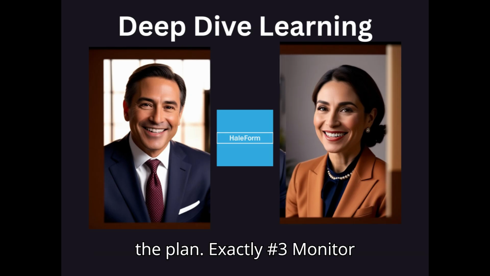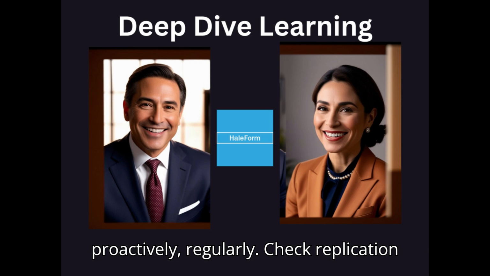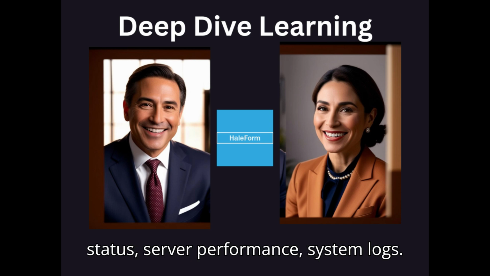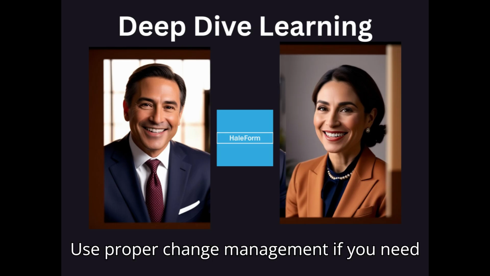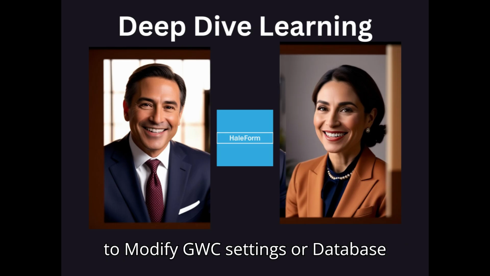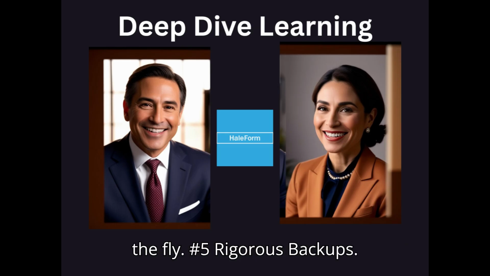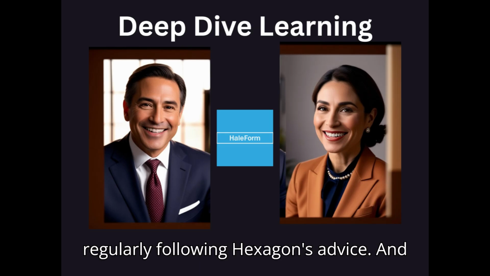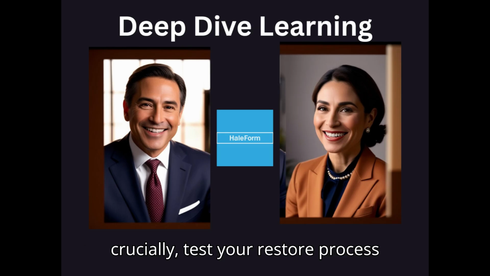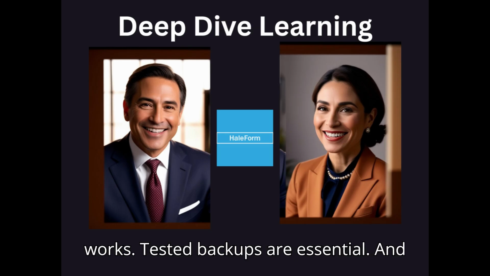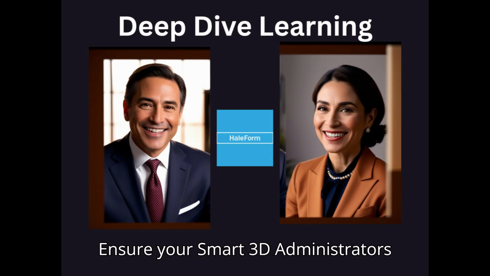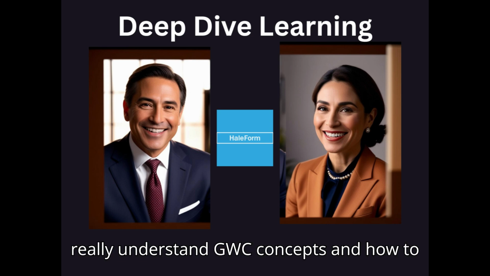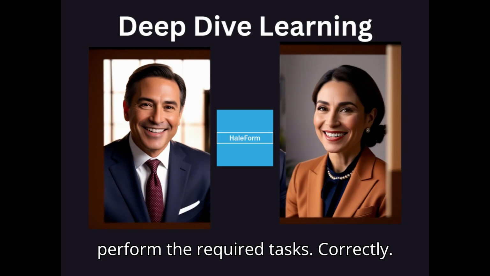Exactly. Number three, monitor proactively. Regularly check replication status, server performance, system logs. Catch small issues before they become big ones. Number four, controlled changes. Use proper change management if you need to modify GWC settings or database parameters. Don't just tweak things on the fly. Right. Number five, rigorous backups. Back up all databases at all locations regularly following Hexagon's advice. And, crucially, test your restore process periodically to make sure it actually works. Tested backups are essential. And finally, number six, trained admins. Ensure your Smart 3D administrators really understand GWC concepts and how to perform the required tasks correctly.